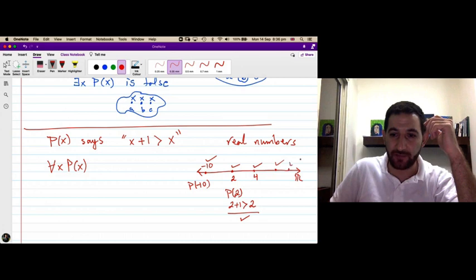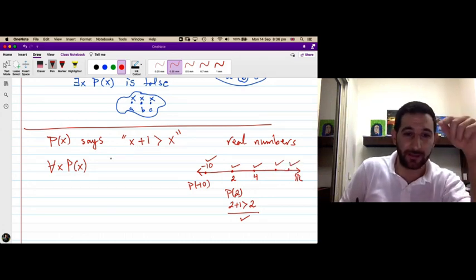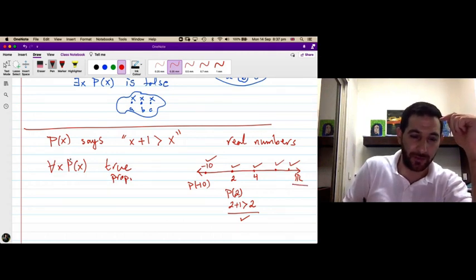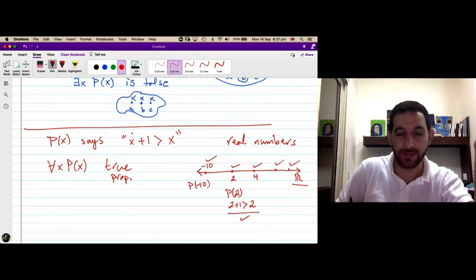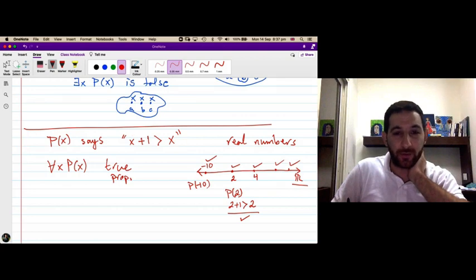Try to check it for every real number, and you see that every real number has the property that if you add 1 to itself, you get a number bigger than itself. So this is a true proposition, because every element in R, in the real numbers, has the property P, and the property P is that if you add 1 to x, you get a number bigger than x itself.